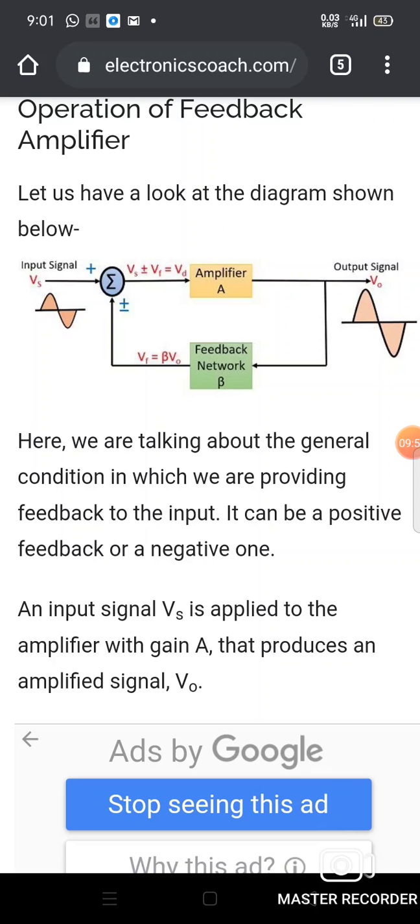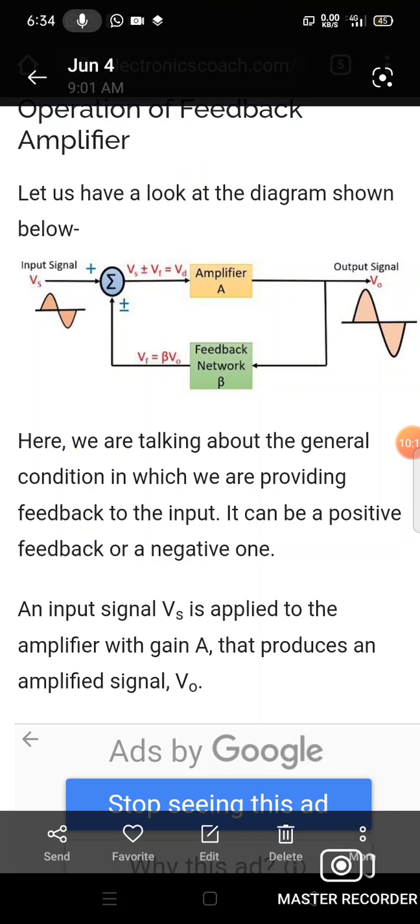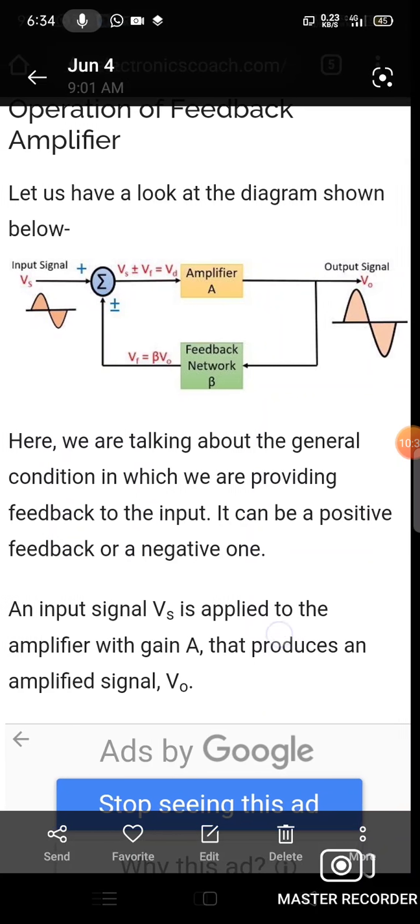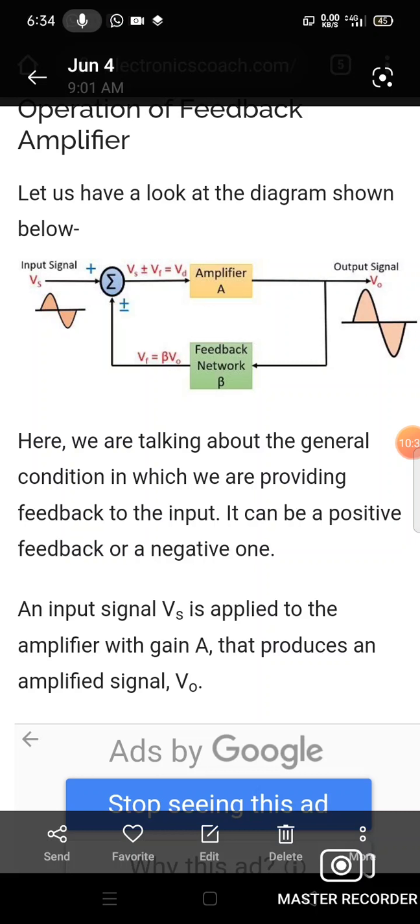Next is the operation of the feedback amplifier. In these block diagrams, we have to get the gain of the amplifier with feedback and without feedback, right? So there we have the two blocks, and a mixer point is there, output signal, input signal there. Let us look at the diagram shown below. Here we are talking about the general condition in which we are providing feedback to the input. It can be positive feedback or negative feedback.